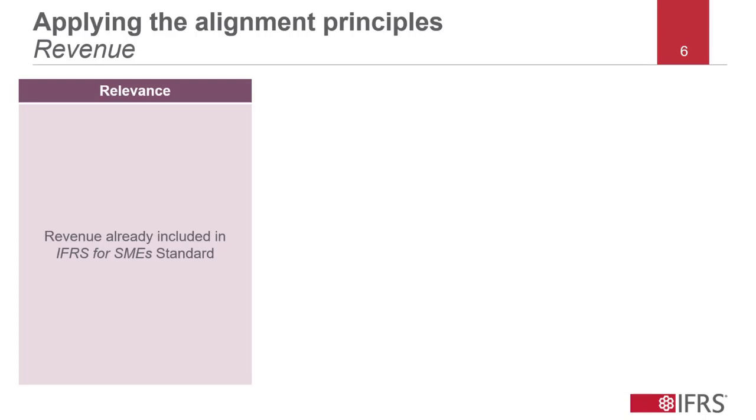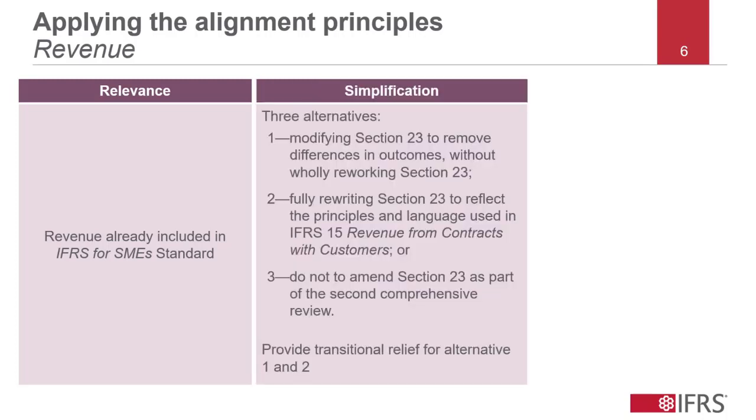However, the board also noted that given the importance of revenue in financial statements, any misalignment may have a disproportionate negative impact on understanding. The board identifies three possible approaches to aligning Section 23 with IFRS 15. Alternative 1 would involve modifying Section 23 only to remove the clear differences in outcome from applying Section 23 or IFRS 15, without wholly reworking Section 23. For example, the current guidance of Section 23 would be revised so it relates to the timing of the satisfaction of performance obligations and the distinction between performance over time and at a point in time.